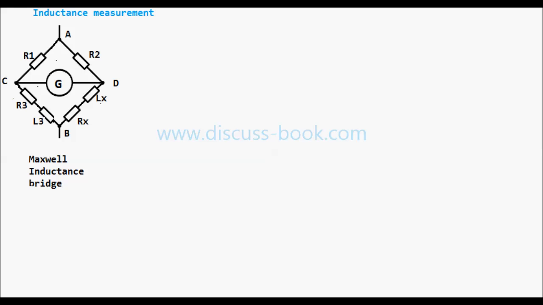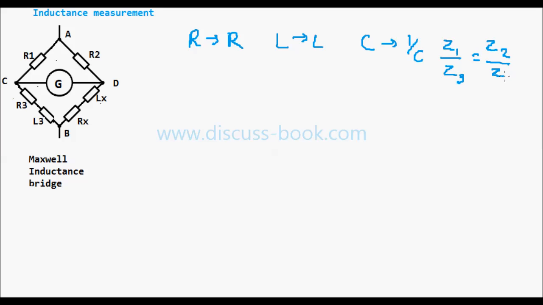Now, in order to write the equation for a bridge circuit, just by seeing the figure, for most of the bridge circuits, consider R resistance as R, L inductance as L, and C capacitance as 1 upon C. While writing the balanced equation, Z1 by Z3 is equal to Z2 divided by Z4. For example, consider this Maxwell inductance bridge.